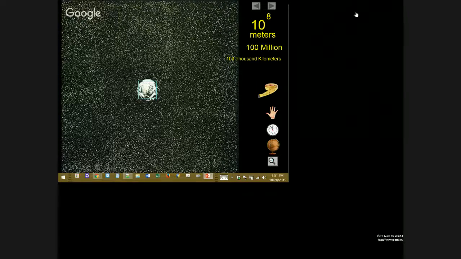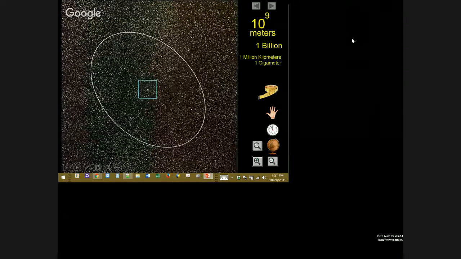9 steps out, and now we're out to 1,000,000 kilometers. No, that arc is not in the picture. I mean, that was added afterwards. That arc is showing the orbit of the moon. The Earth is still in the center of the square, and that's the path that the moon takes as it orbits the Earth.